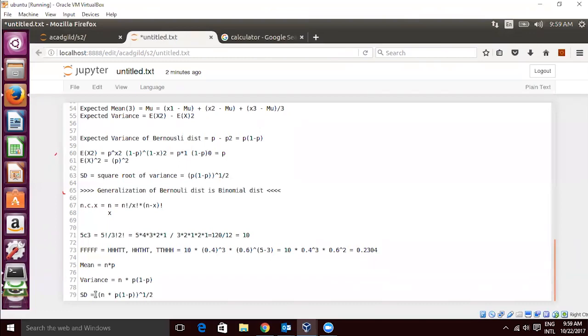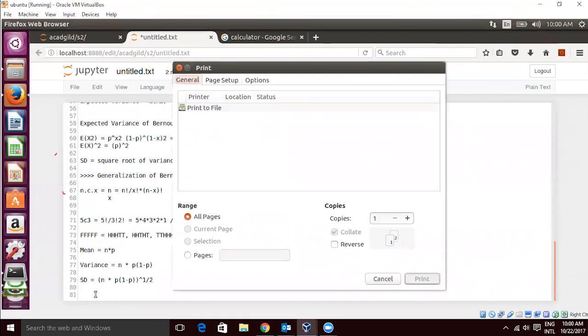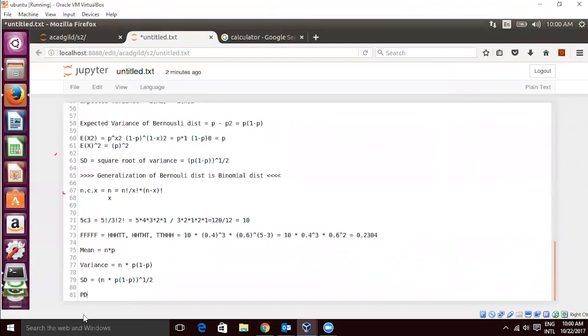Now we have to calculate one more thing, which is the probability density function of a binomial distribution. Let us define that. Before that, remember the generalization of Bernoulli is binomial. The Bernoulli probability density function is p to the power of x into 1 minus p to the power of 1 minus x. That's nothing but the Bernoulli distribution density function.